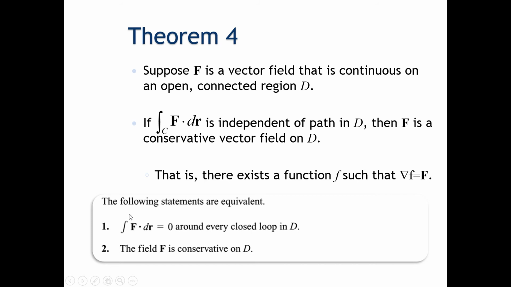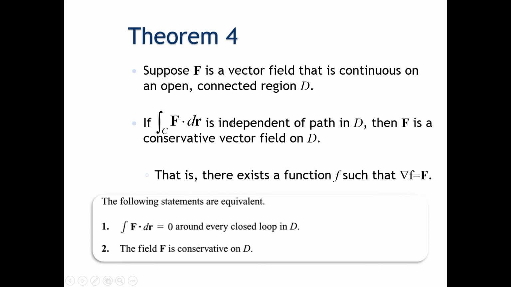So this implies the following statements are equivalent. That is, if the line integral of F dot dr around every closed loop in D is equal to 0, then the field F is conservative on D.